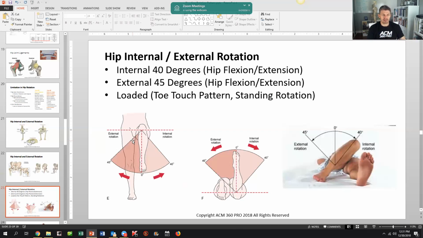But there are ways to do it unloaded, and if you really want to understand it, then I would have someone lay on their stomach and just see how far they can go, or have them lay on their back and just have them externally rotate and internally rotate, and they'll give you a better indication of the asymmetry if there's one there. But it's just another screen that you can perform to do that.